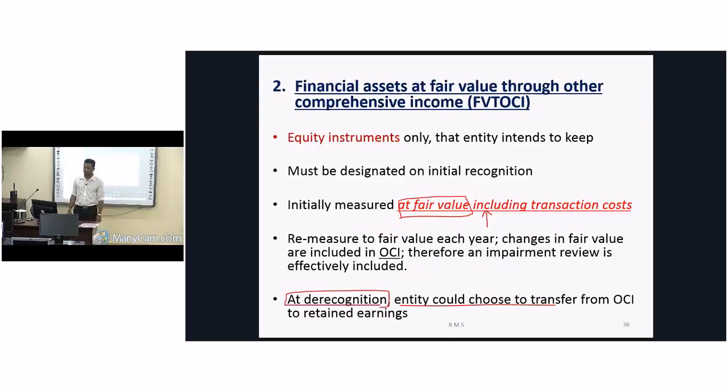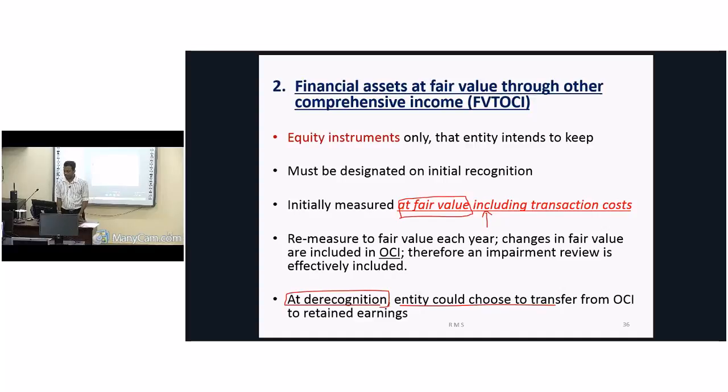And second point, fair value through other comprehensive income. In that case, again, we usually take equity instruments. Then initially measure at what? Fair value, including transactional cost. See, we don't know how to incorporate this included transactional cost. We will learn it today. And remeasure to fair value at the end of each year, right?